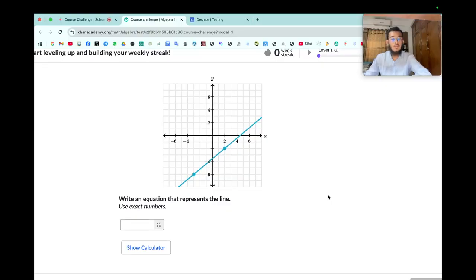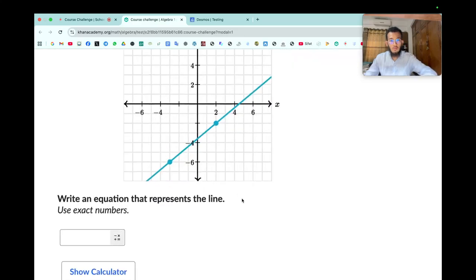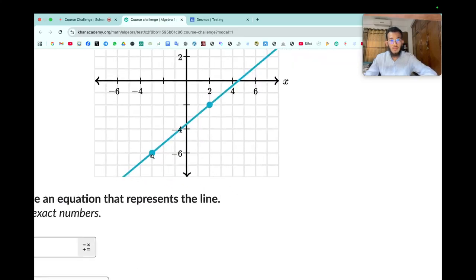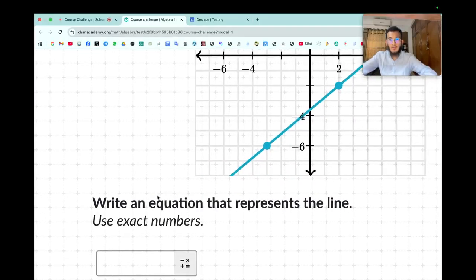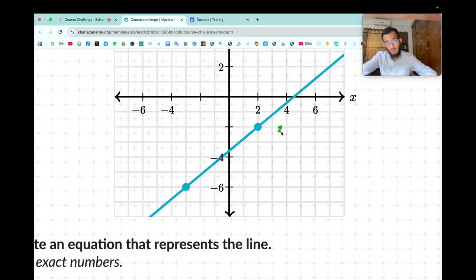Write an equation that represents the line. Use exact numbers. Okay, so they have given us 2 points to aid in our calculation: this is (2, -2), and this is (-3, -6).